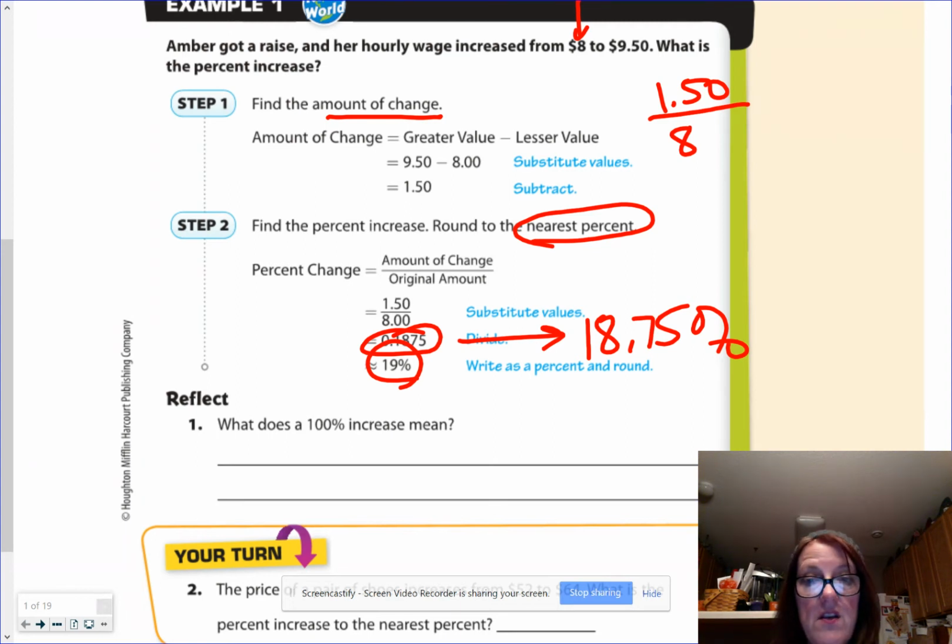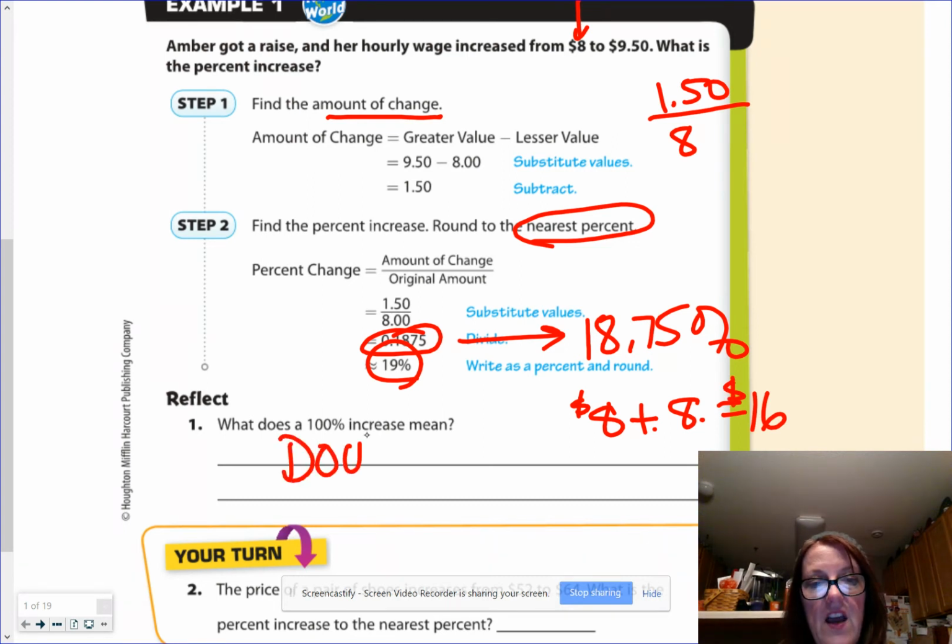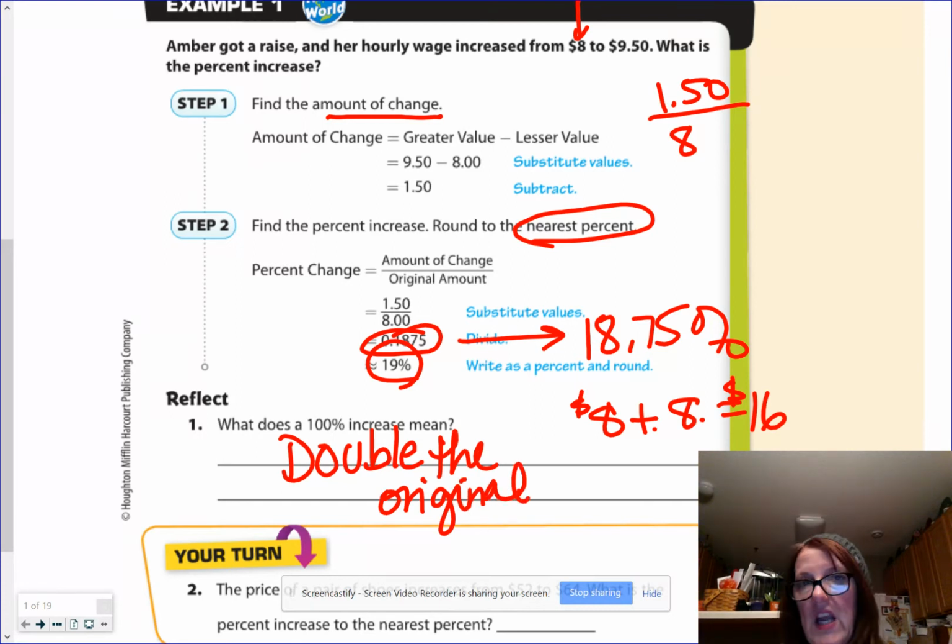What would 100% increase mean? Let's say we're back at $8 an hour. What if she got a 100% increase? How much would the increase be? Another $8. Oh my gosh. What would she make an hour as a total now? $16. What does that mean? In effect, it means you double the original amount, because you have that entire amount being added to it again. Cool.